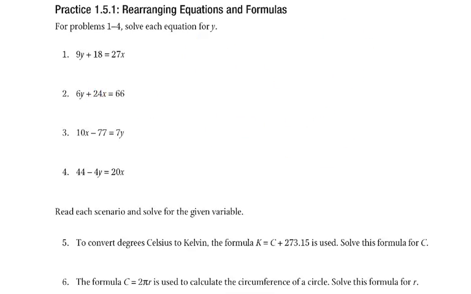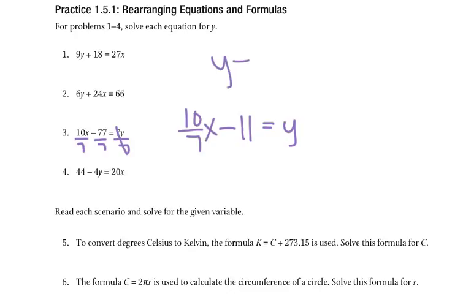Okay, number 3. All we have to do here is divide by 7. That becomes 1. So we get y equals 10 over 7x minus 77 over 7, which is 11. Now, 10 over 7, can I simplify that? Not really, but I can leave it like that. Now, could I rewrite this as y equals 10 over 7x minus 11? Yeah, that would work too. Either one of those works.